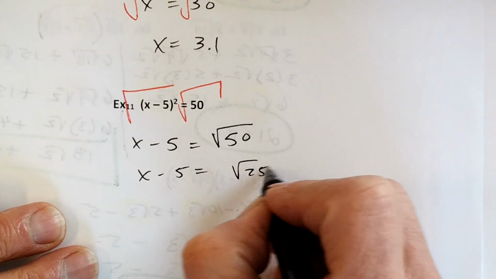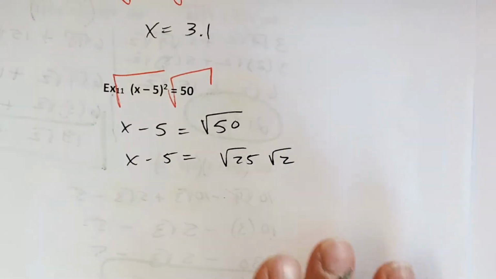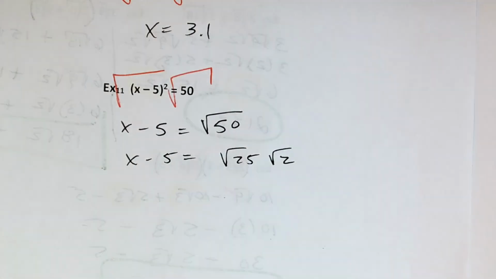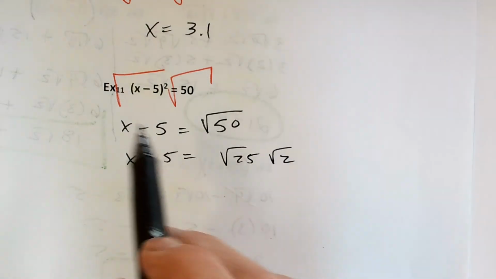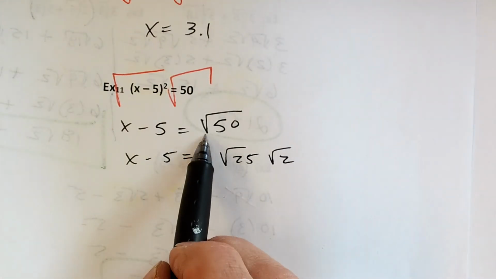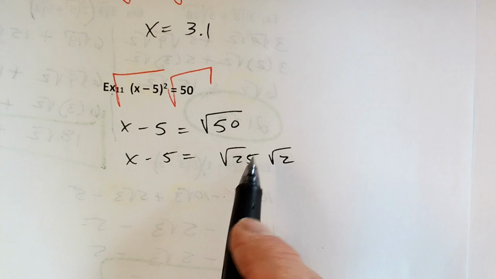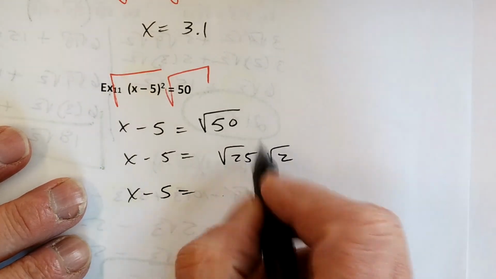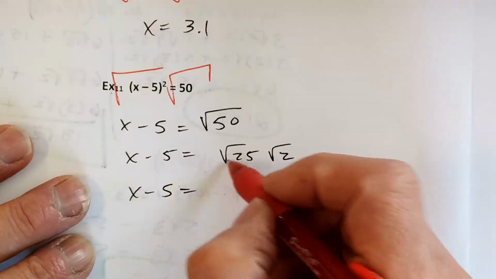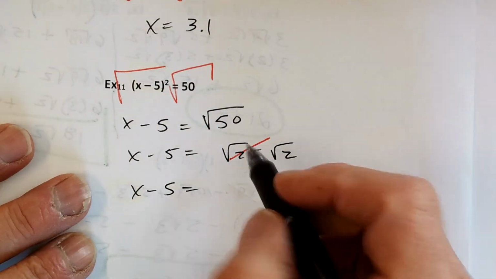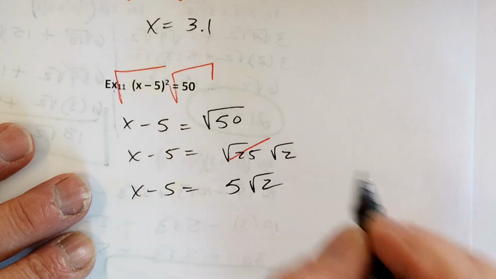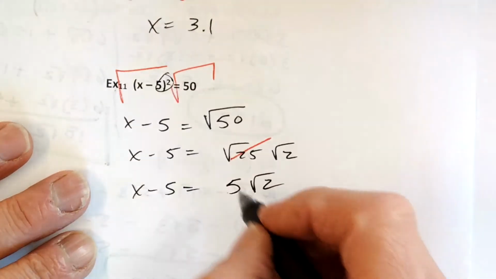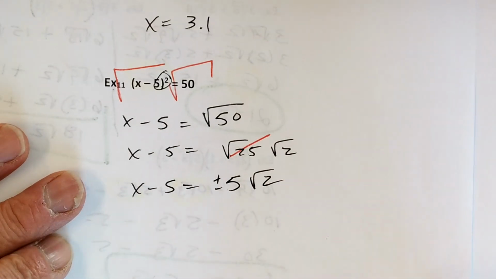Square root of 25, square root of 2. Instead of an ugly decimal, I'd rather have a nicer answer. So I broke up 50. Square root of 50 is square root of 25 times square root of 2. So I get x minus 5 equals square root of 25, which is 5, times square root of 2. Oh, and there's 2 answers, plus or minus.